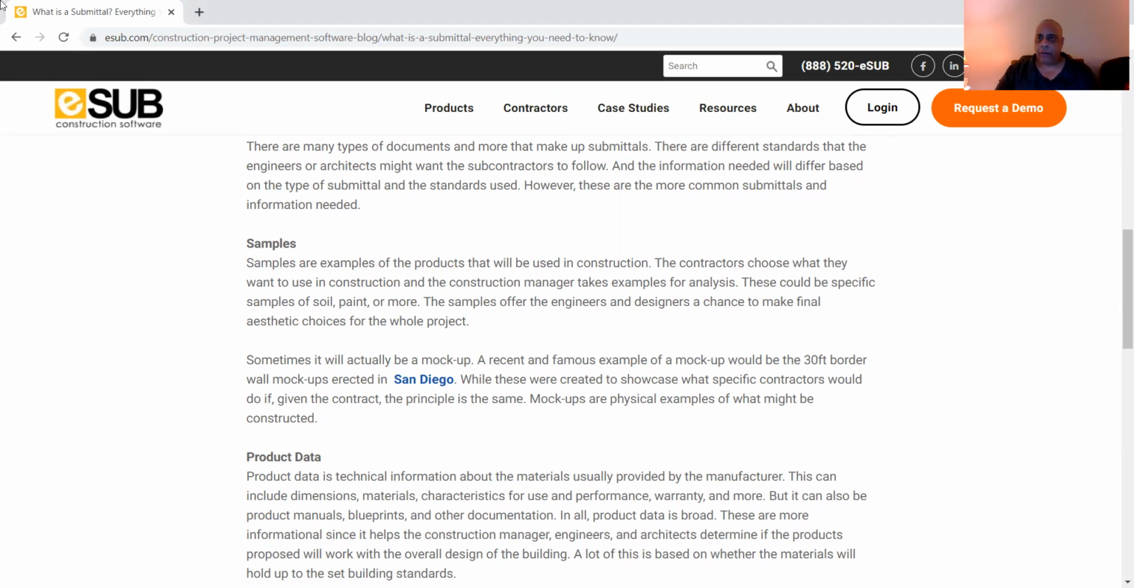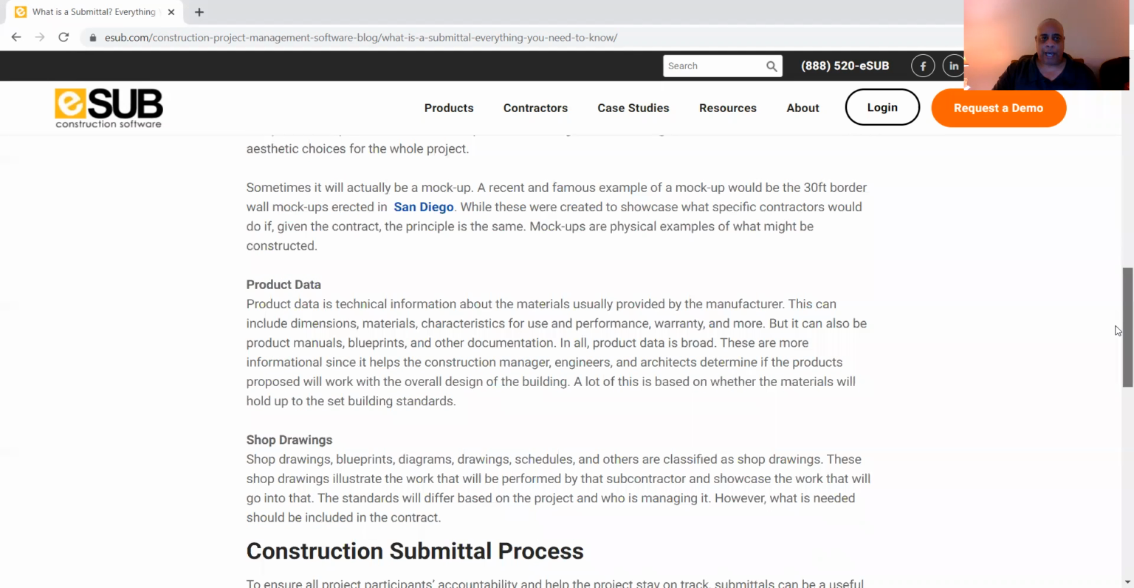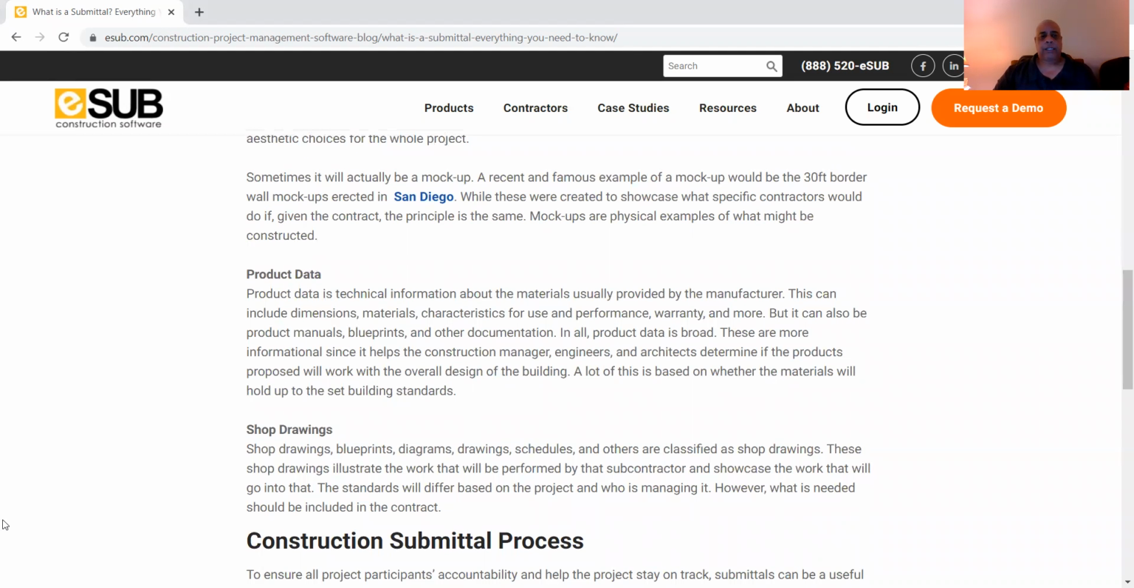Now, we get into product data. It's very important that you understand product data, because product data is basically technical information about the materials, usually provided by the manufacturer. This can include dimensions, materials, characteristics for use, performance, warranty, and of course more. But it can also be the product manuals, blueprints, and other documentation.